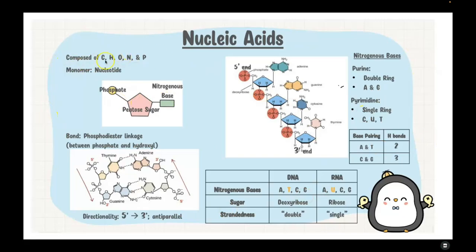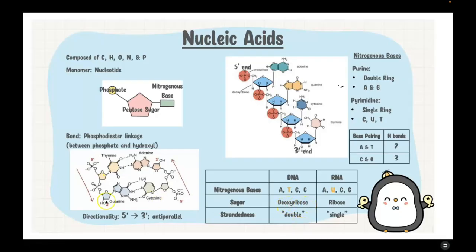They're made up of carbon, hydrogen, oxygen, nitrogen, and phosphate. It's made up of a phosphate, a pentose sugar, and a nitrogenous base. The nitrogenous bases for DNA are adenine, thymine, cytosine, and guanine. And for RNA, it's adenine, uracil, cytosine, guanine. Again, for the sugar, RNA is going to have that OH group, meaning it's made up of ribose, and DNA is not going to have that hydroxyl group, so it's called deoxyribose.